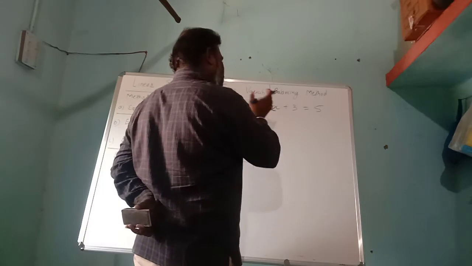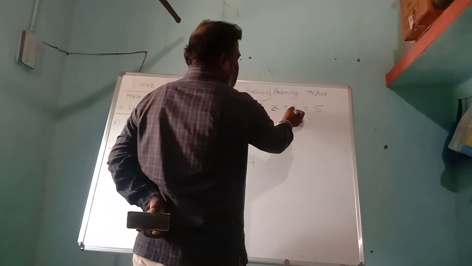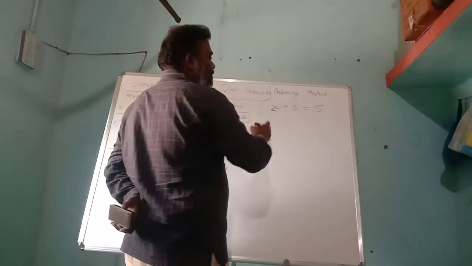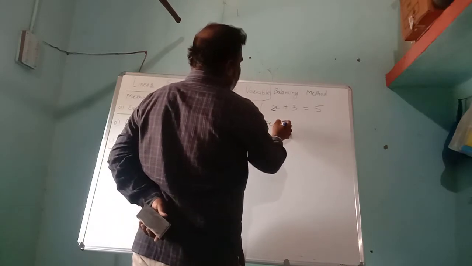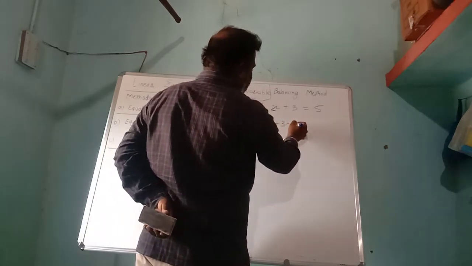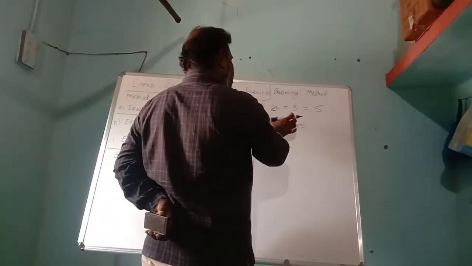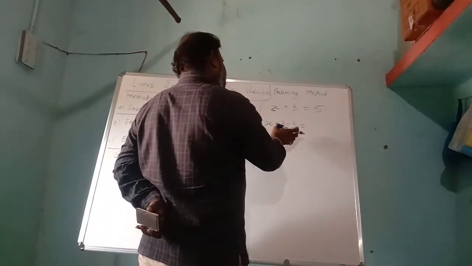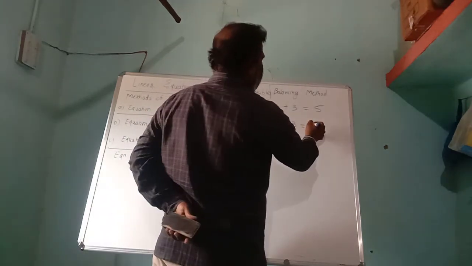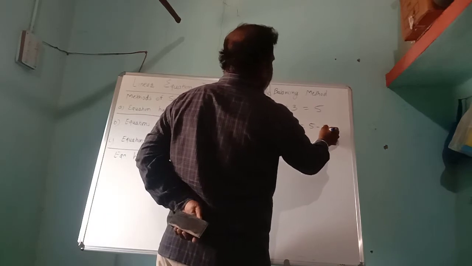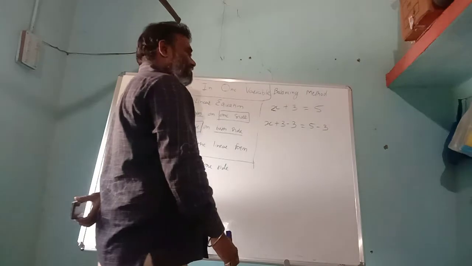First we want to remove the constant from the left hand side. For that, here it is plus 3. How can we remove it? If I add minus 3, that is x plus 3 minus 3. In this equation, I am subtracting 3 from the left hand side of the equation. I have to do the same thing on the right hand side also. From here also, we can remove 3 from the right hand side.